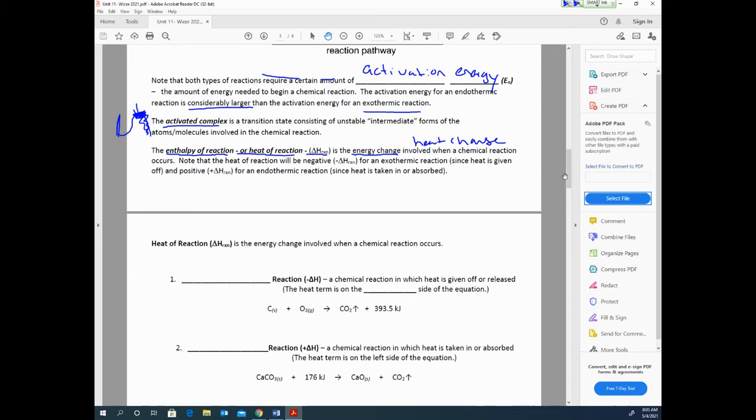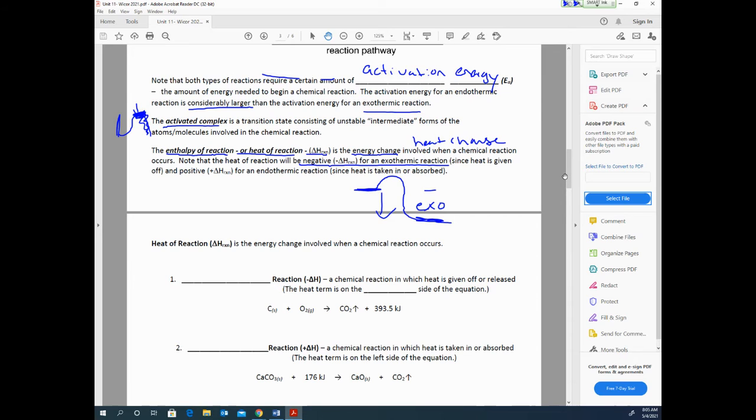Note that the heat of a reaction will be negative for an exothermic reaction, so it's always negative if it's exothermic, because I start with a lot of energy, but I lose a lot. See this loss? I went down in energy. This is where I started. This is where I'm ending. Since I have less energy at the end than I do at the beginning, that's a negative reaction. So that's exothermic, and it's always negative. And then heat is given off, so it feels hot.